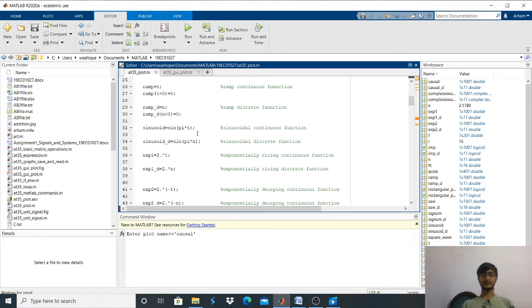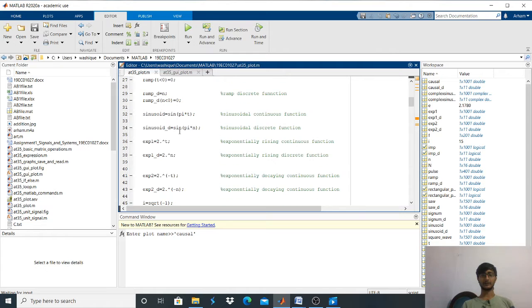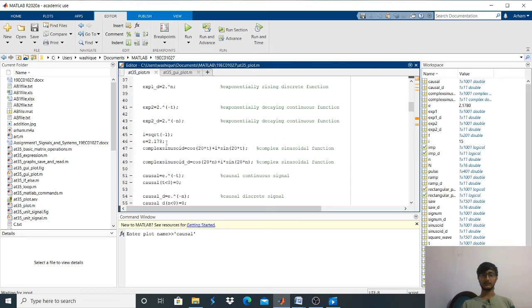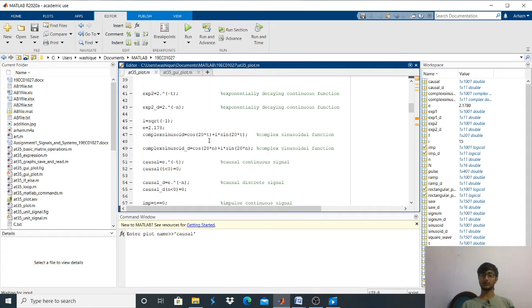Sinusoidal function: sine is a sinusoidal function, we have taken the example of the sine function simply. Then exponentially rising function. If this is greater than 1 and this is positive, then it will rise. If this is less than 1 and this is positive, then it will decay, but here it will rise, and here it will decay because this is negative and this is greater than 1. Then we have the complex sinusoid function, cos 20t plus i sin 20t.